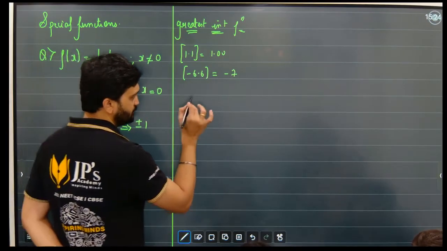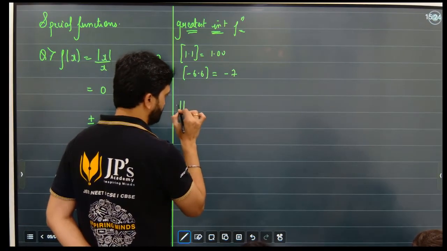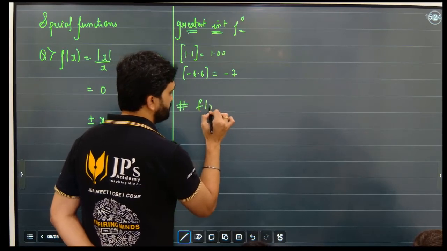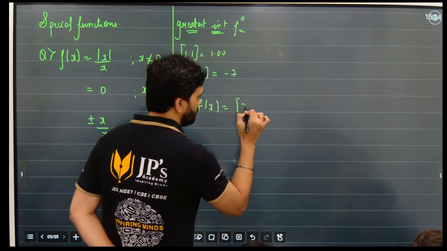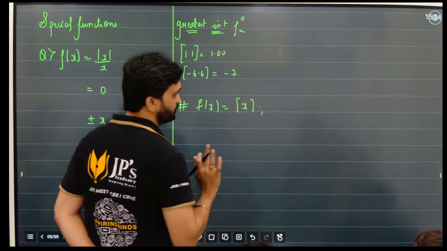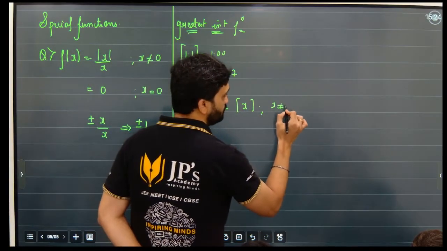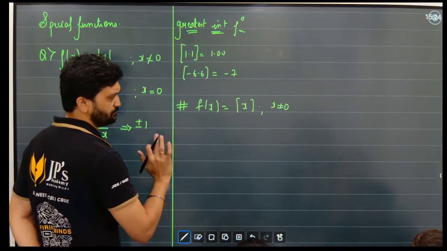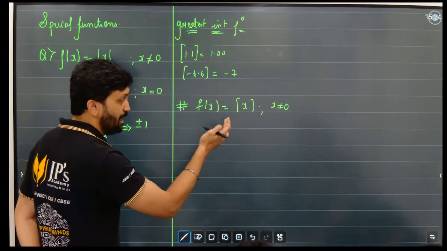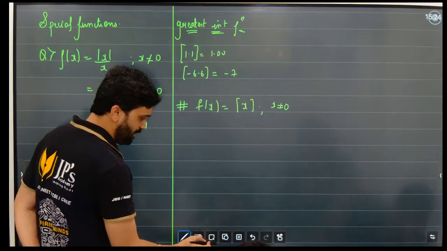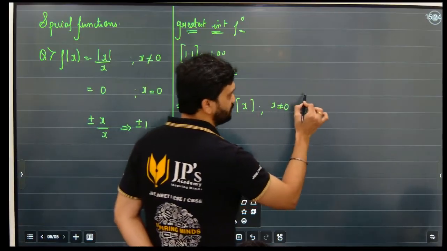Now I'll ask you a simple question. Okay, look carefully. My question is f of x is equal to greatest integer function of x, where x is not equal to 0. I'm taking only this one question, and I'm not even writing the second part. Now let me explain this and please understand this.